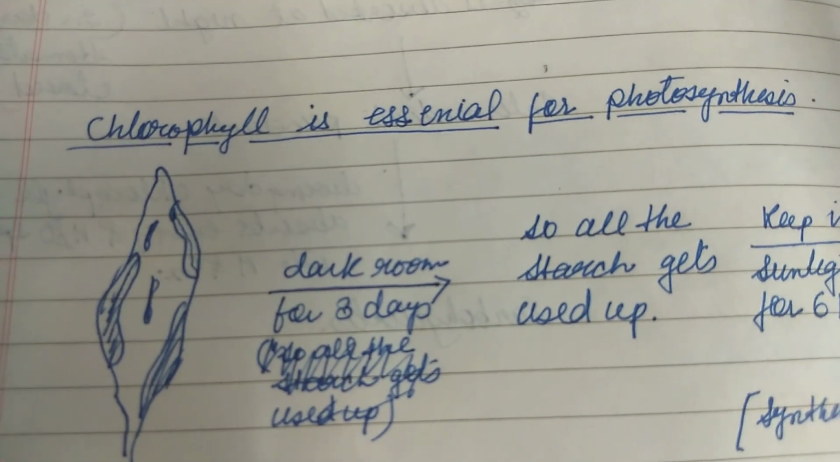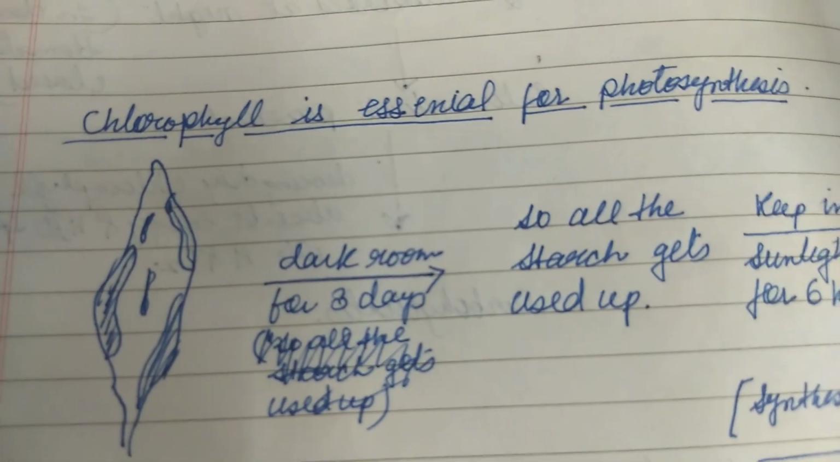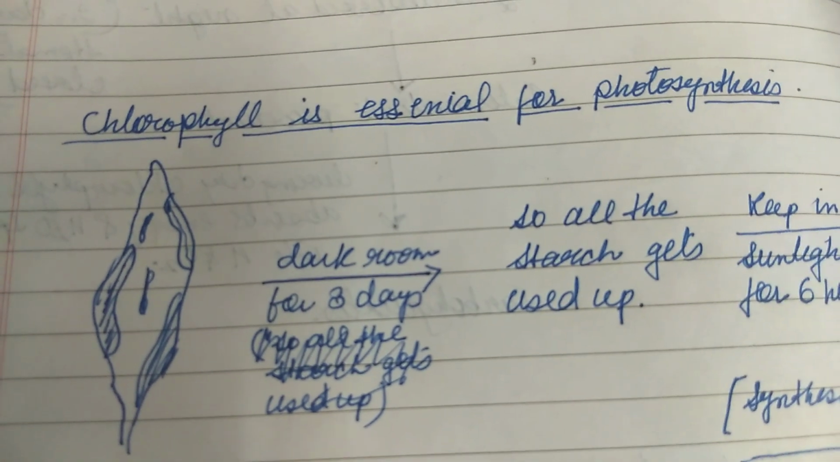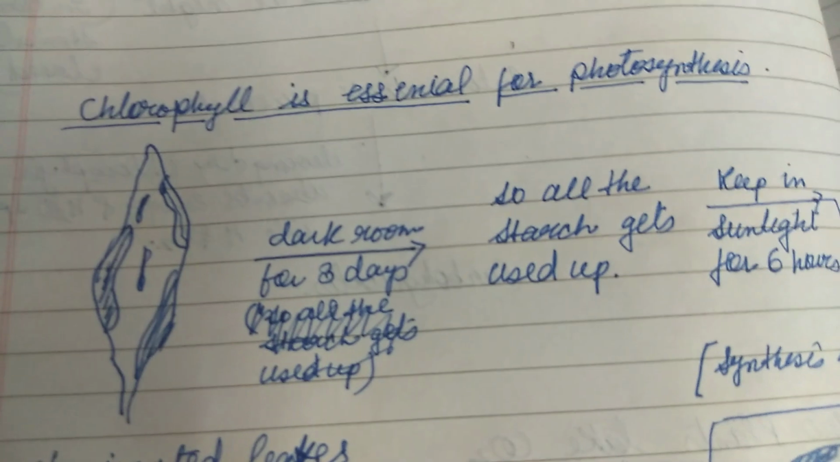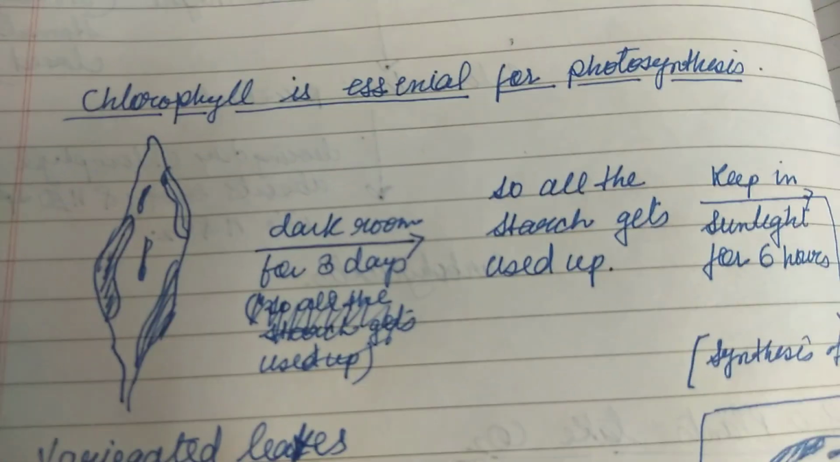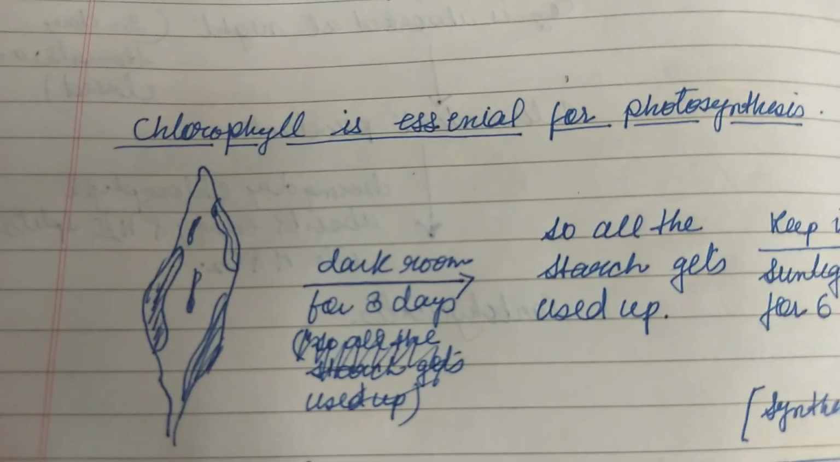Today we will do some more topics of chapter 6, that is life processes of class 10th. In this we'll discuss activities, right? So we'll discuss two activities. The first one is whether chlorophyll is essential for photosynthesis.